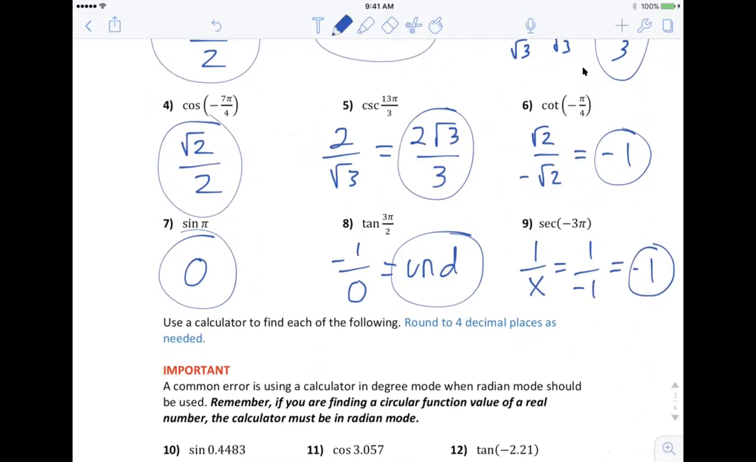Okay, so practice with that unit circle and have fun with it. The more you know about the unit circle, the easier calculus is going to be. Trust me. Tattoo it on your forearm if you're crazy.